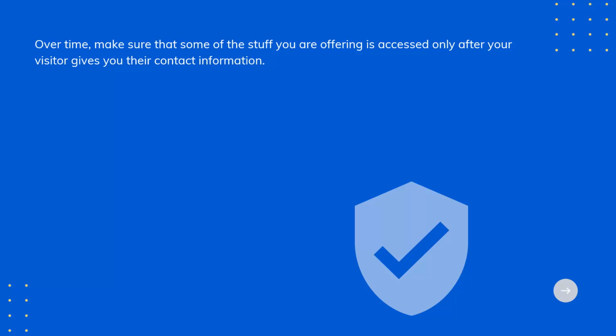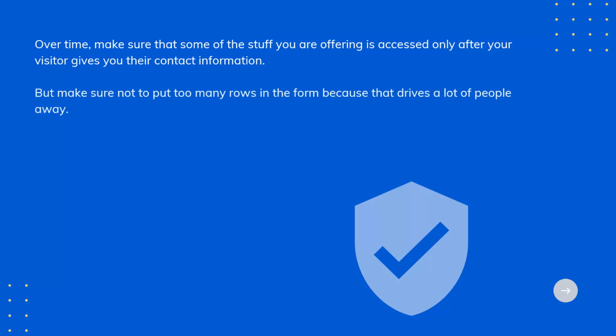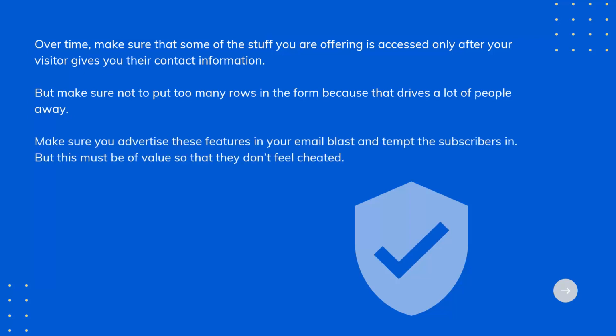Over time, make sure that some of the stuff you are offering is accessed only after your visitor gives you their contact information. But make sure not to put too many rows in the form, because that drives a lot of people away. Make sure you advertise these features in your email blast and tempt the subscribers in. But this must be of value so that they don't feel cheated. Truth is everything.